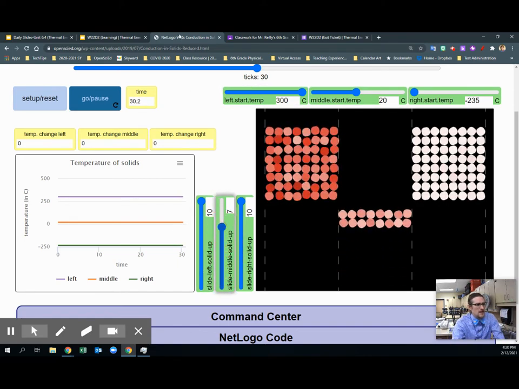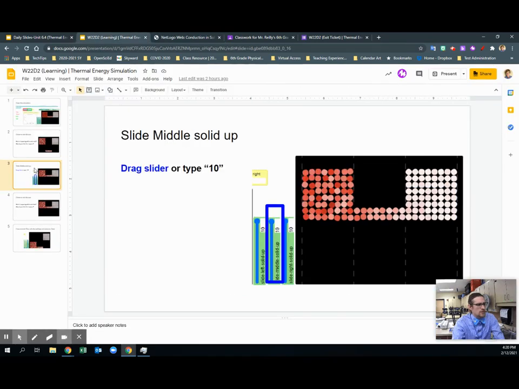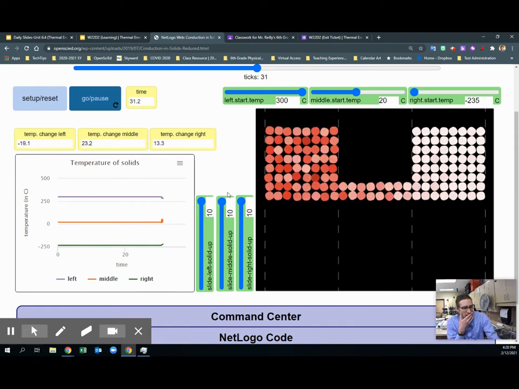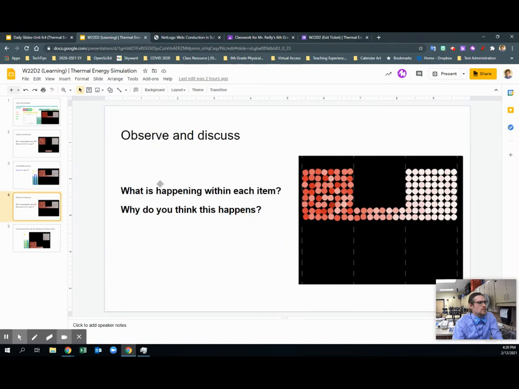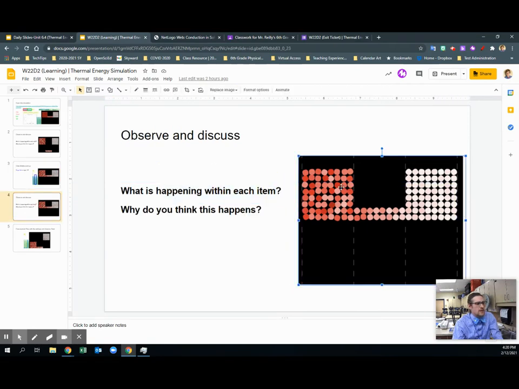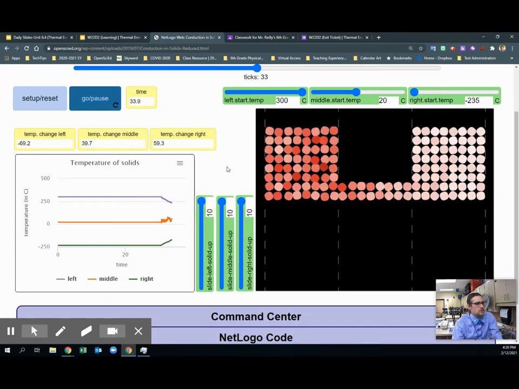But what if we were to drag it up? That's going to be the next step. What if we were to drag this one up using that slider? What happens over time? What do you observe about this? What's happening in each item? What's happening to A, to the dark red one? What's happening to C, the light colored one?